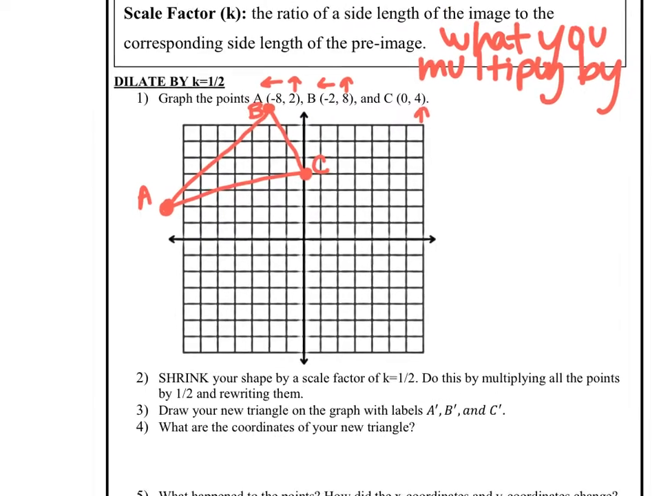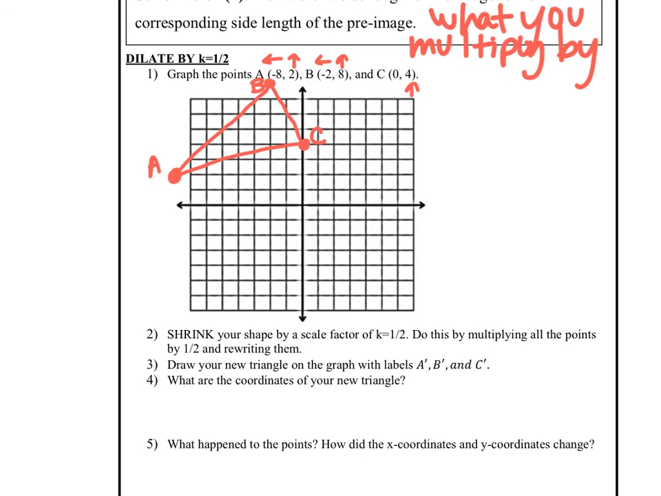Okay, so since we have a spot to actually write the new coordinates, you see it right here by number 4, I'm going to do it right there. You could also rewrite the coordinates right underneath the old ones. So we are multiplying all 3 points by 1/2. Multiplying by 1/2 is the same thing as dividing by 2. Okay. So A prime, the original A was -8, 2. So let's multiply that by 1/2, or divide both numbers by 2.